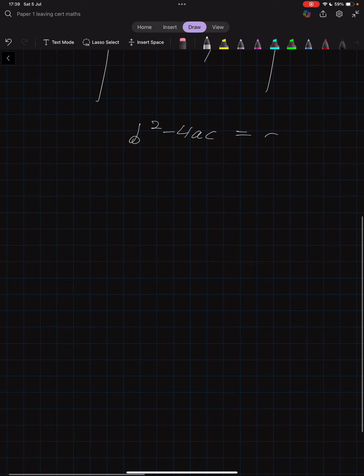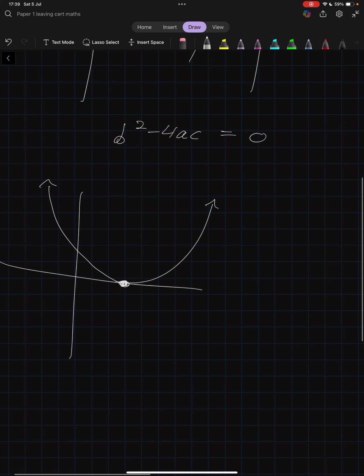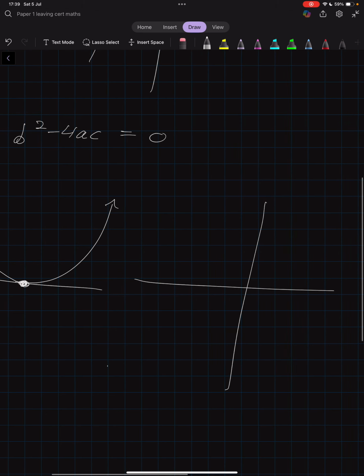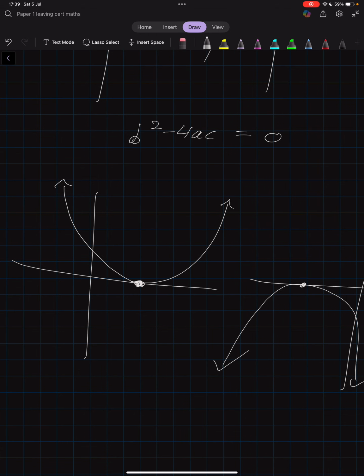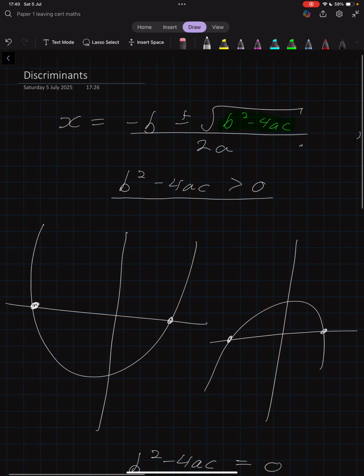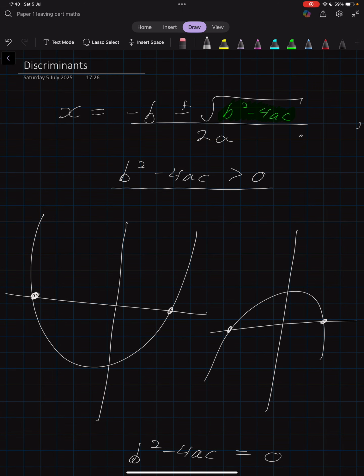If b squared minus 4ac equals 0, then your graph should look something like this, where it'll just touch the axis at one point, or it could also be facing downwards. So something like that. Okay? So here we say that it has two real roots still, just that the two roots are equal. You can probably imagine, because if I go up here and this part is 0, then I'm just left with the root being minus b over 2a. Okay?